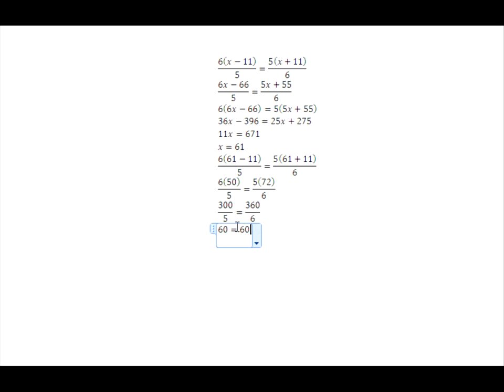And so since the left and right sides are equal here in our check step, that must mean that we had the correct number there in our solution. Okay, hope that helps. Let me know.